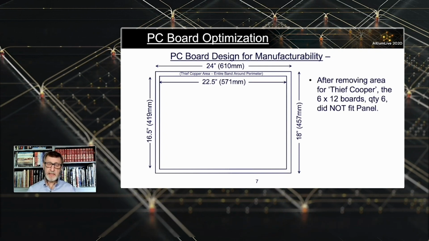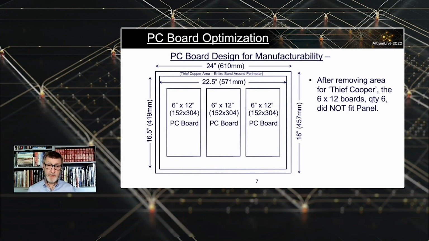Well, unfortunately, 6 by 12-inch boards can only fit a few boards into here. He was hoping to get 6 boards per panel, and that was his goal with this 6 by 12. But the sad reality is only 3 boards of that size would fit in that panel, and it meant that a lot of the panel would be wasted. All the material outside of the area of those boards was going to get thrown in the scrap pile.